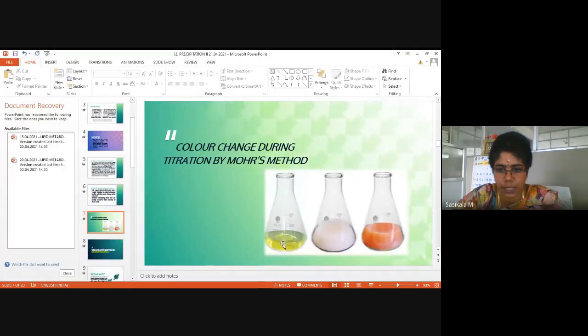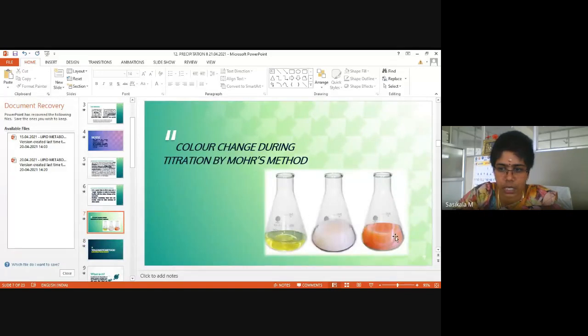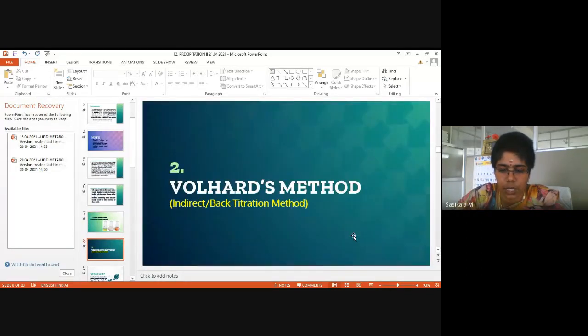This solution represents only sample and indicator. This solution represents the addition of silver nitrate. This represents the appearance of the reddish brown precipitate, that is at the end point. This is during titration. This is before titration. This is at the end point. These are the color changes we have seen in Morse method. So you have to observe the color change until you get reddish brown color to conclude your titration.